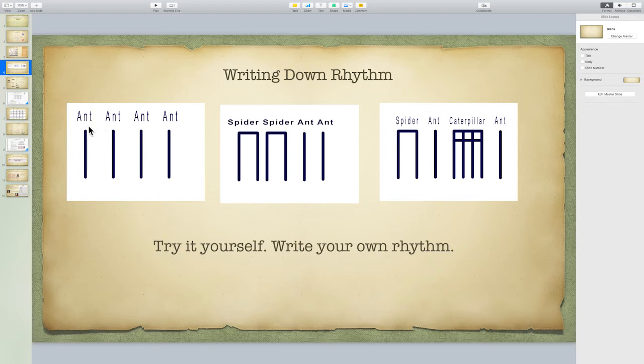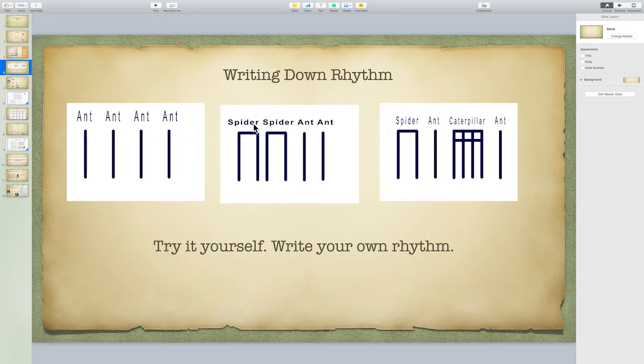So here we've got a long line and we've got ant written above it. And that's because we're thinking of this line as the word ant. So every time you see a line like that, you go ant. So this would be ant, ant, ant, ant. We have 4 lines. Here, some of the lines are joined up, and we call those spider, because there's 2 lines. And then we've got 2 ants at the end. So the ones that are quicker are the spider. Spider, spider, ant, ant. So the spiders are twice as quick as the ants.